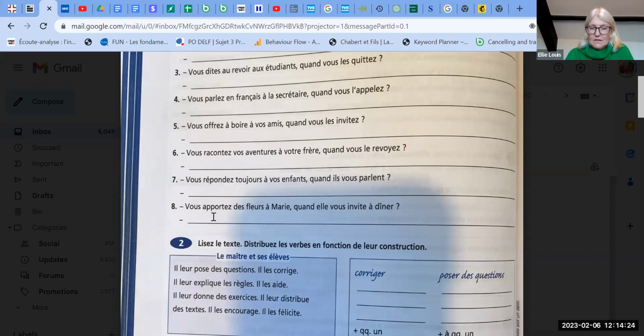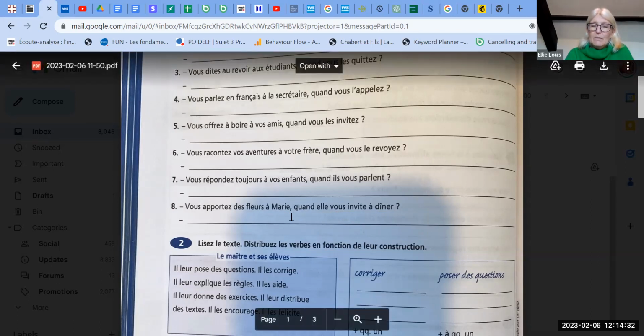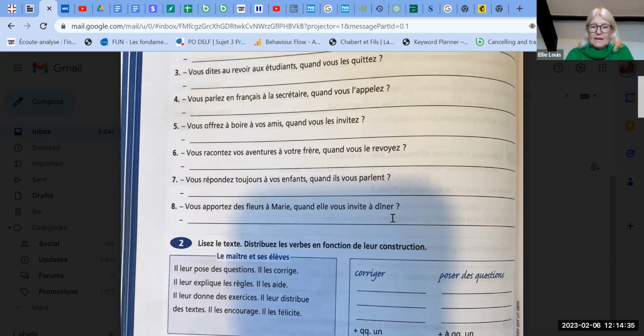Okay, last one then. Vous apportez des fleurs à Marie quand elle vous invite à dîner. So do you take flowers to Marie when she invites you to dinner? Ah, now they've moved it around, haven't they? But it's still the same idea. Oui, j'apporte des fleurs. Ah, hold on. Je lui apporte des fleurs quand elle m'invite à dîner. Je lui apporte des fleurs quand elle m'invite à dîner.